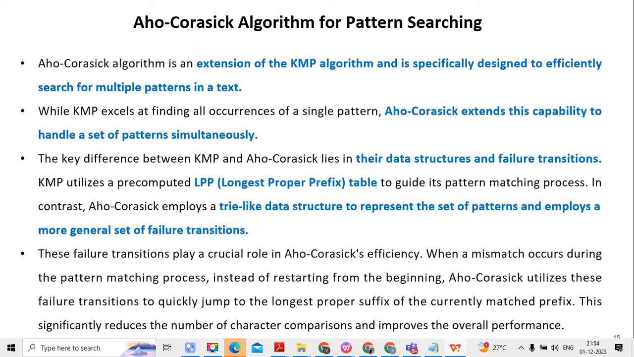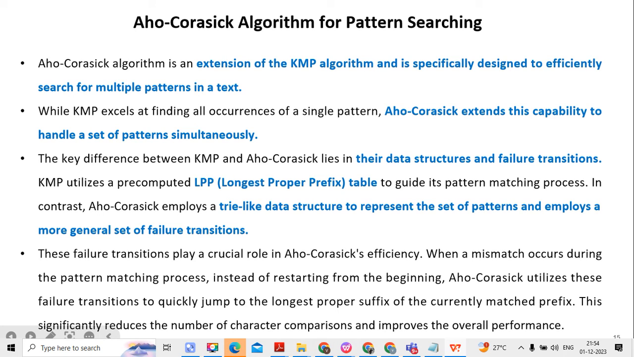These failure transitions play a crucial role in Aho-Corasick efficiency. When mismatch occurs during the pattern matching process, instead of restarting from the beginning, and this is very important, this is nothing but the gain of the Aho-Corasick algorithm. Aho-Corasick utilizes this failure transition to quickly jump to the longest proper suffix of the currently matched prefix.